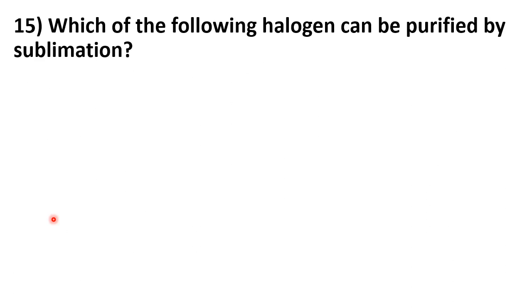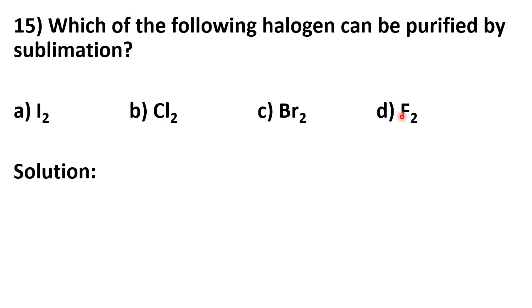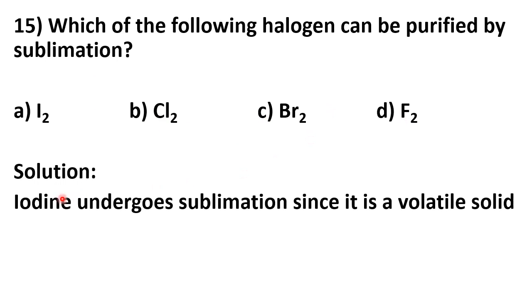Number 15. Which of the following halogen can be purified by sublimation? Options are iodine, chlorine, bromine, fluorine. So always remember iodine undergoes sublimation since it is a volatile solid. Compared to other halogens, iodine is a volatile solid, therefore it can undergo sublimation on purification. Therefore the answer is option A here.